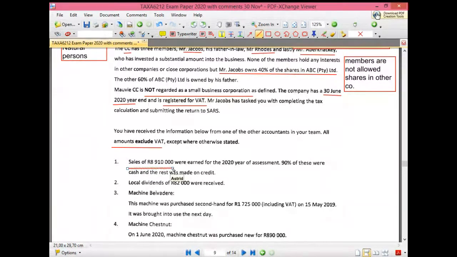8,910,000. 90% of this was cash and the rest was credit. Now that additional information is irrelevant because we are taxed on the earlier of invoice or payment date. So if it's cash, we receive the payment first. If it's credit, it's invoice date. So that information is just to try and confuse you, and see if you're going to apply the 90% when including it.